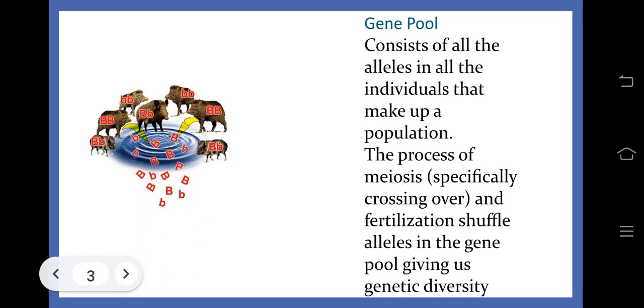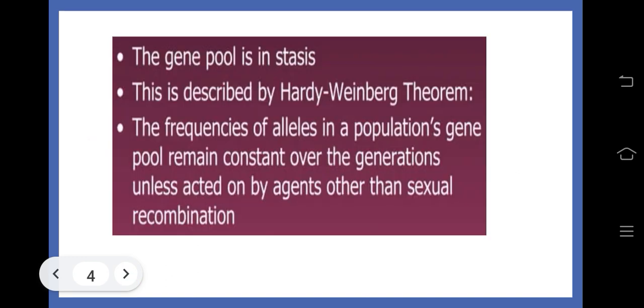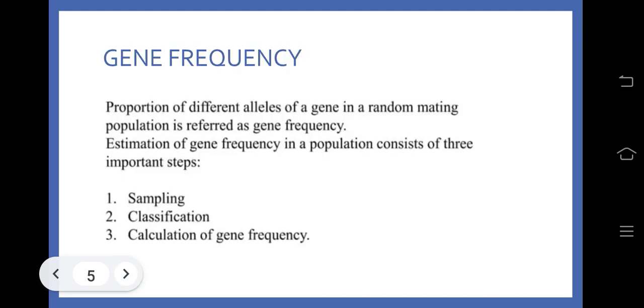The process of meiosis, specifically crossing over, and fertilization shuffle alleles in the gene pool, giving us genetic diversity. The gene pool is one that is in stasis. This is described by the Hardy-Weinberg theorem. The frequencies of alleles in a population's gene pool remain consistent over the generations unless acted on by agents other than sexual recombination.